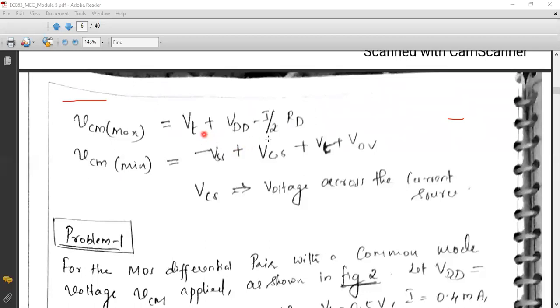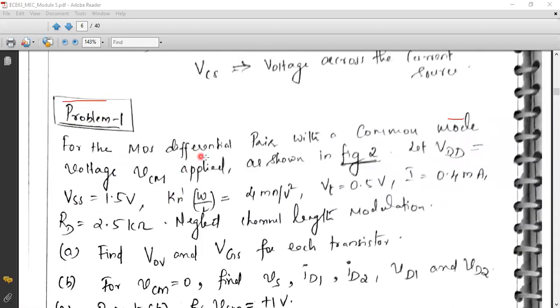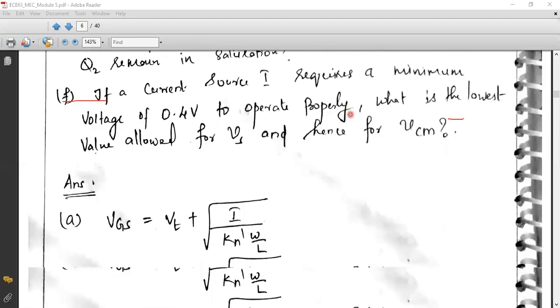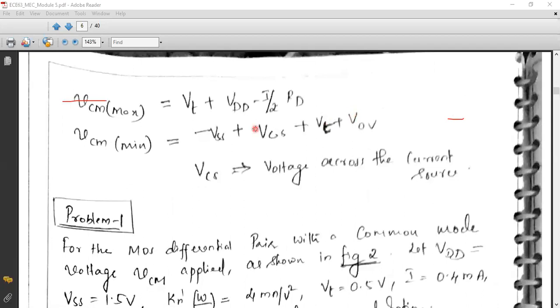If you have any doubts, you can ask me. What is VCS? VCS is a voltage across a current source. It is given as 0.4 volt in the question, part F. So don't get confused. It is already given. You just need to read the question entirely and then proceed. So VCS is 0.4, VSS is 1.5, so here we have minus 1.5 plus 0.4 plus VT 0.5 plus VOV. Just now you got 0.316 volt, I think. Yes. So all those parameters you can substitute and then find maximum and minimum values.